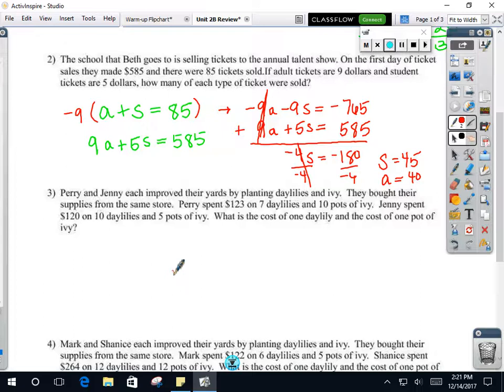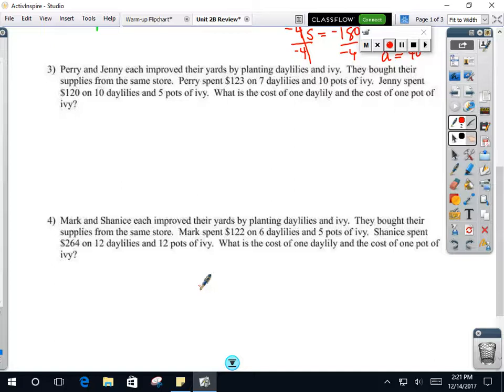Okay, did you get it right? All right, let's look at number 3. Perry and Jenny each improved their yards by planting daylilies and ivy. They bought their supplies from the same store.